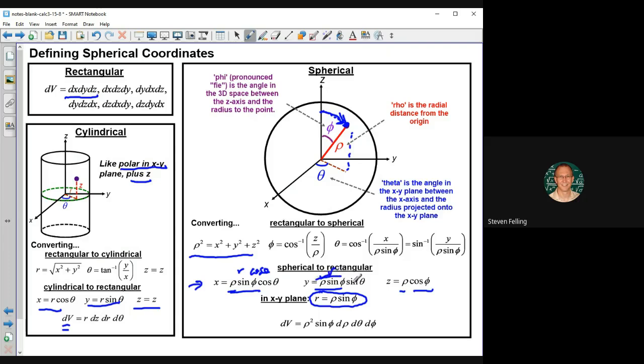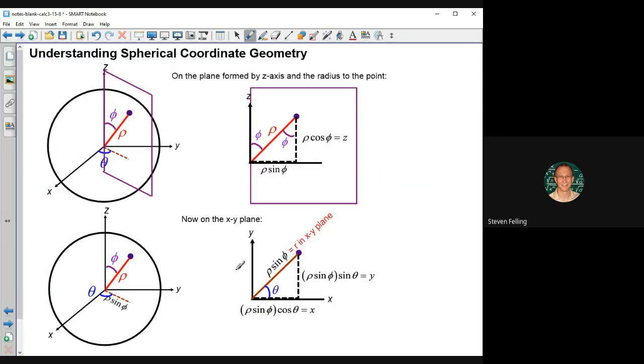So y is r times sine theta. Then we're going to show that the volume element turns out to be rho squared sine phi d rho d theta d phi. Let's actually look more closely at that geometry to see why those things are the way they are.